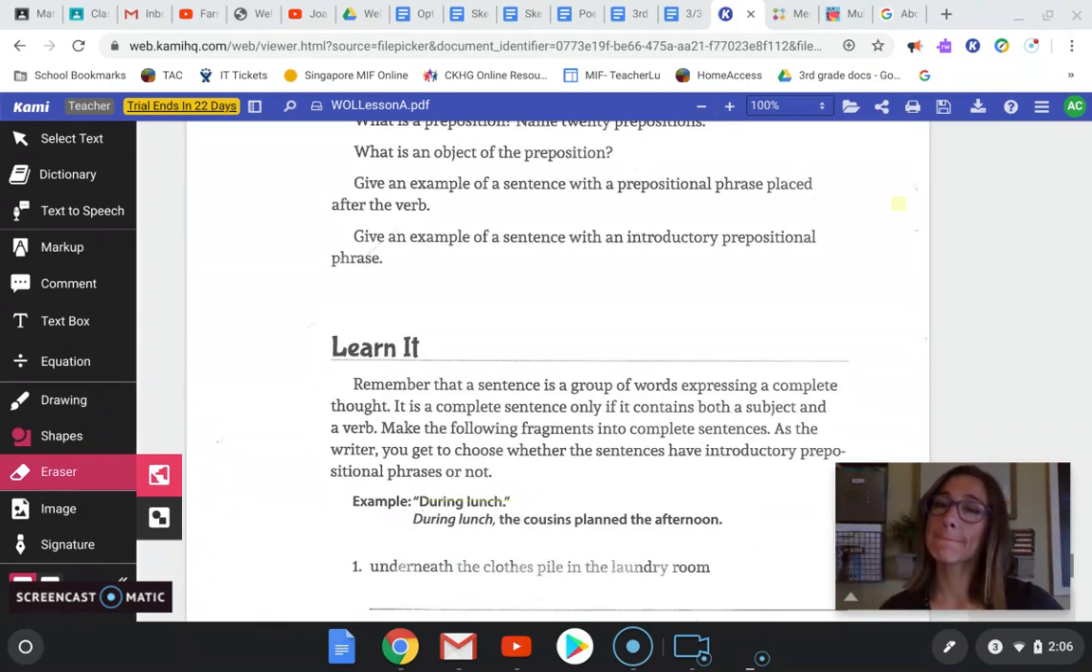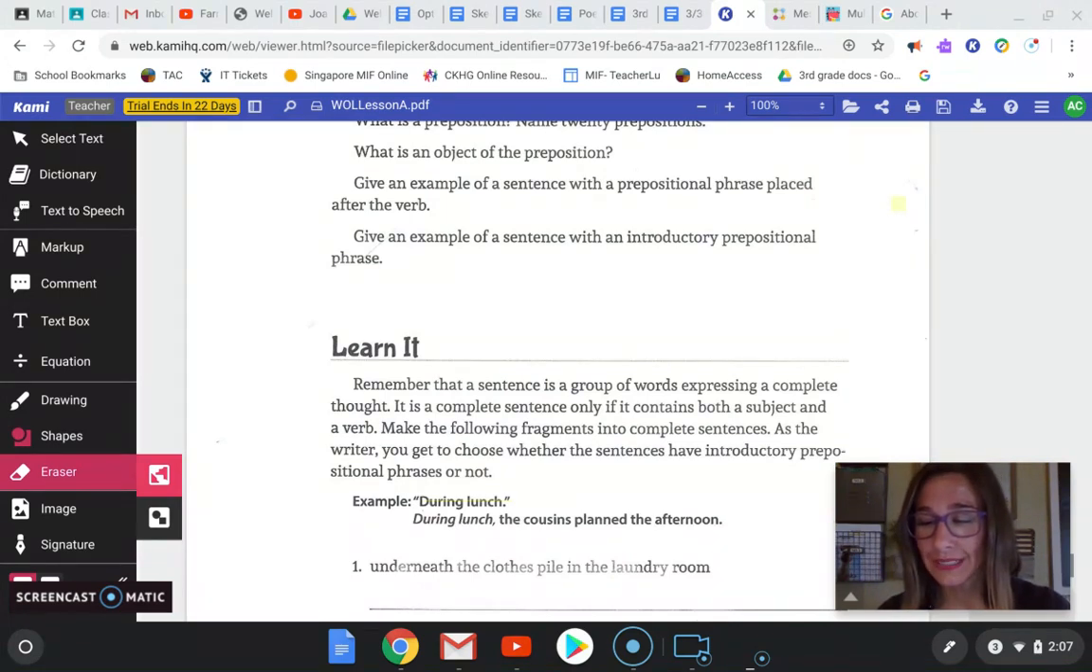Preposition is a part of speech used to show the relationship between certain words in a sentence. A preposition is a part of speech used to show the relationship between certain words in a sentence.